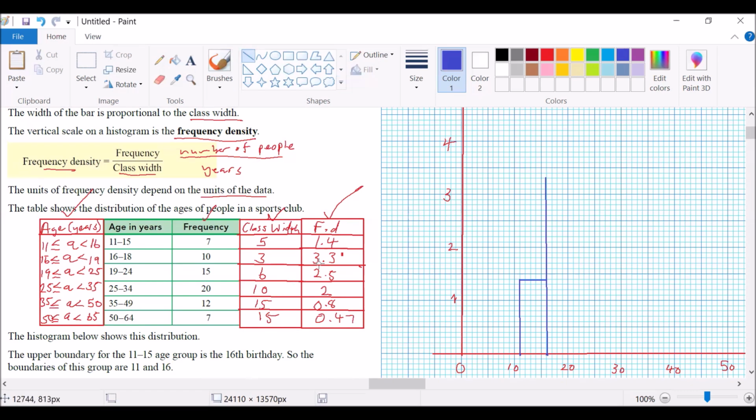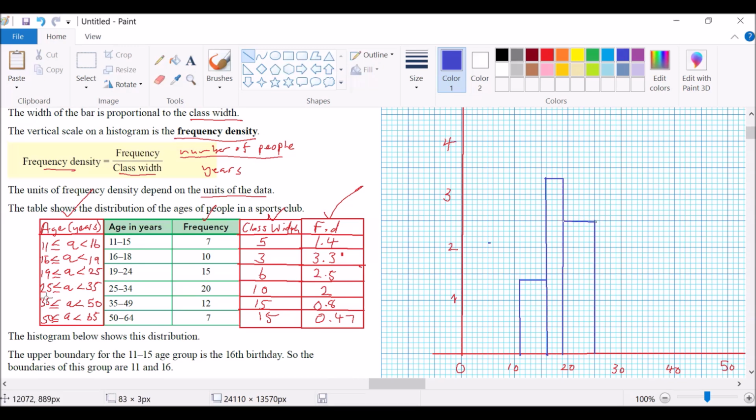16 to 19 is 3.3. So now we go to 19, go up to 3.3. The next bar is below that, so we can close off this bar. The next age group is 19 to 25 with 2.5. 19 is here, 25 is there. So we go up to 2.5 there, and we close off this bar.